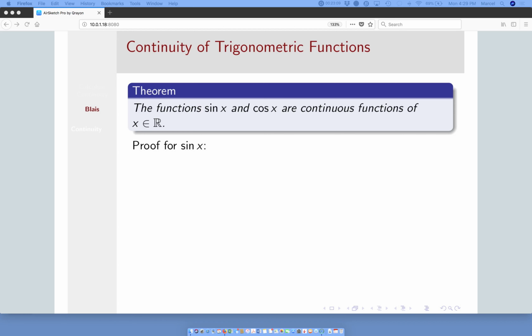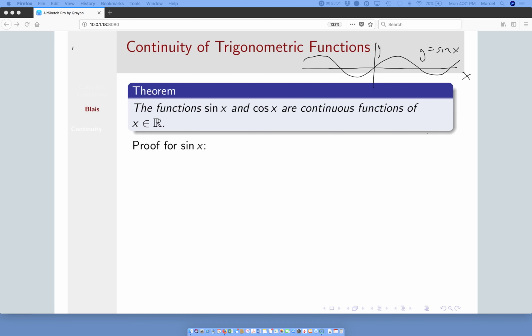Okay, let's take a look at trigonometric functions. Sine of x and cosine of x, both continuous functions on their whole domain. And intuitively, this makes sense if you think about drawing the graph of, say, sine of x. You can draw the graph without taking the pencil off the paper. There are no holes, there are no vertical asymptotes, there are no jumps. Also true for cosine of x.